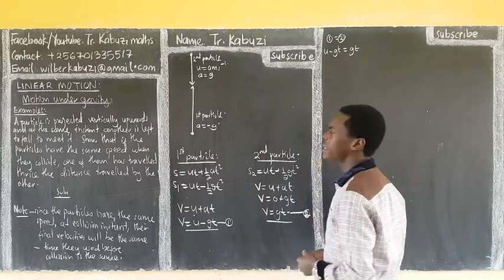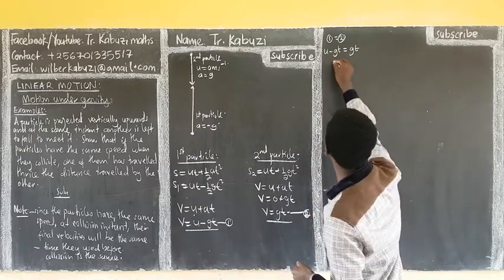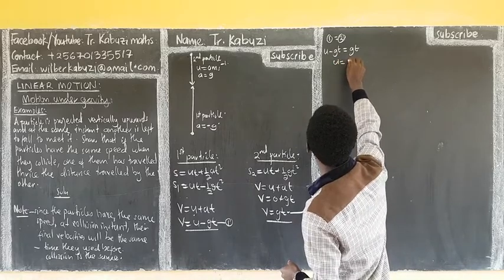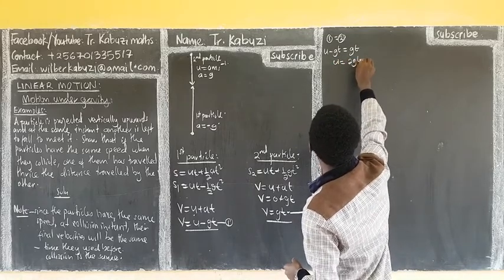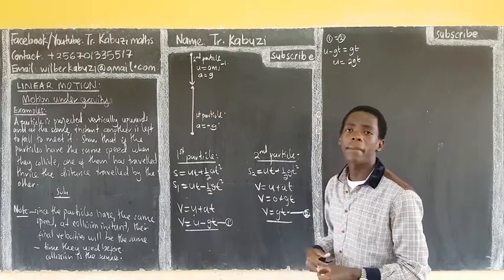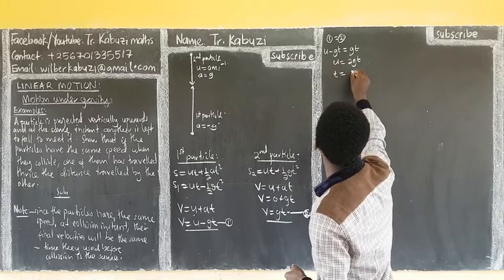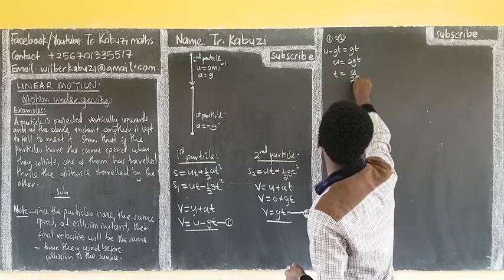Don't be confused. These ones don't cancel. What you do, you take this one instead and you see we have it equaling to gt. So now I want to make the time the subject, because they are using the same time. So from there, our t is going to be u over 2g.